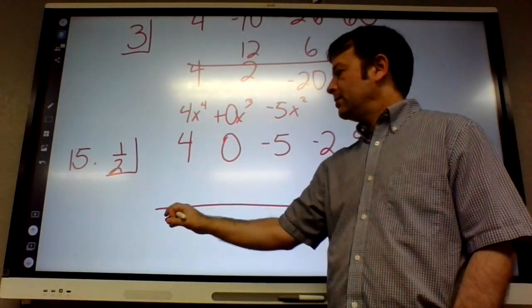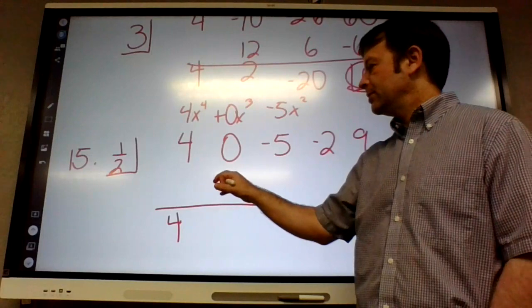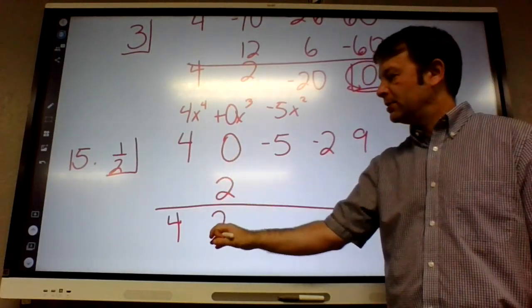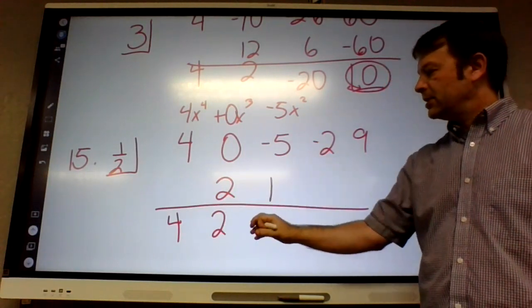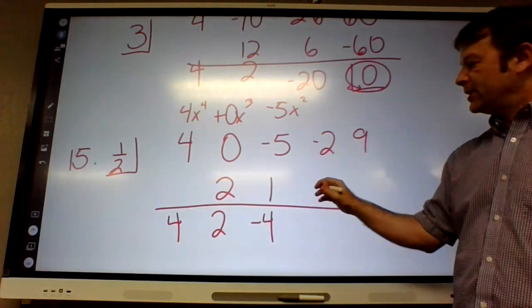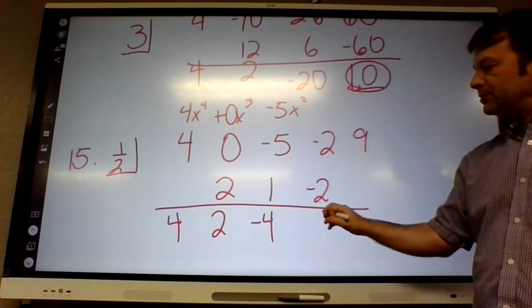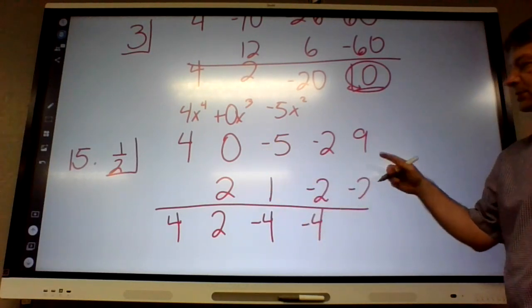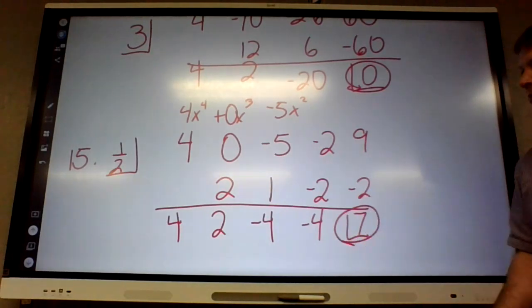Okay, add down, multiply 4 times 1/2, 1/2 of 4, 2, add down, 1/2 of 2, add down, 1/2 of negative 4, negative 2 plus negative 2, 1/2 of negative 4, so that one comes out as 7.